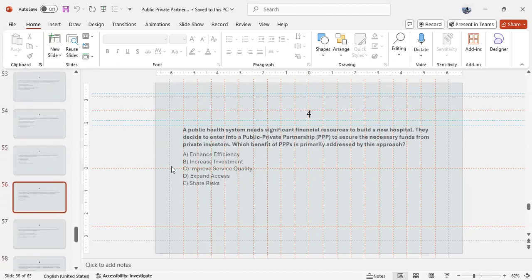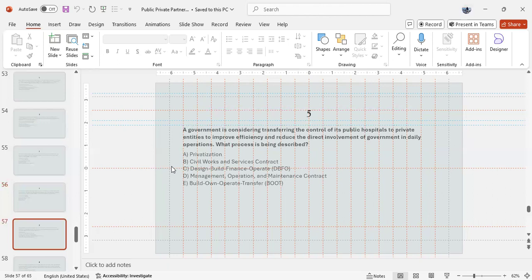Eliminate government oversight. A public health system needs significant financial resources to build a new hospital. They decide to enter into a public-private partnership to secure the necessary funds from private investors. Which benefit of public-private partnership is primarily addressed by this approach? A. Enhanced efficiency. B. Increased investment. C. Improved service quality. D. Expand access. Or E. Risk share. The correct answer is B.